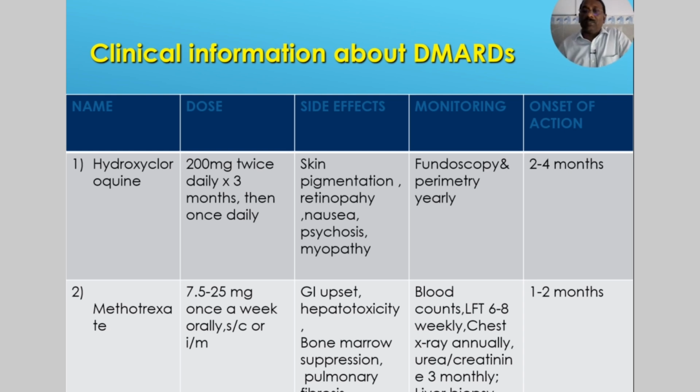Onset of action here: it is a rapidly acting DMARD, so 1 to 2 months. Within 1 to 2 months you may get it, but usually it may take 2 to 3 months for methotrexate to get the onset of action.